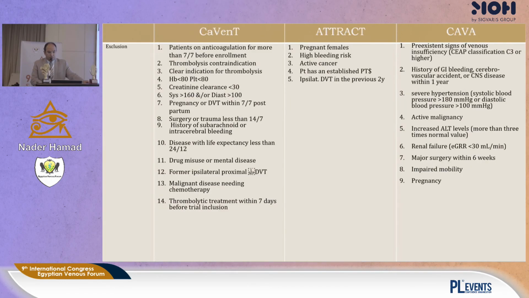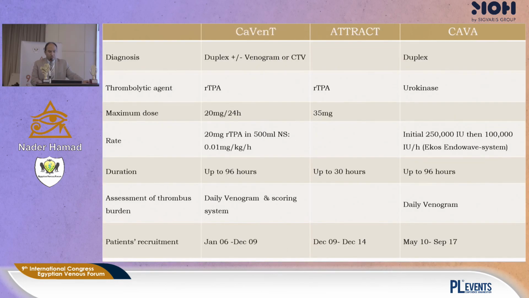They are similar as regards the exclusion criteria. One of the differences in these trials is that the lytic agent in the CAVA trial was urokinase in comparison to alteplase in the other trials. And the ATTRACT trial had a shorter duration of action because it was pharmacomechanical thrombolysis.